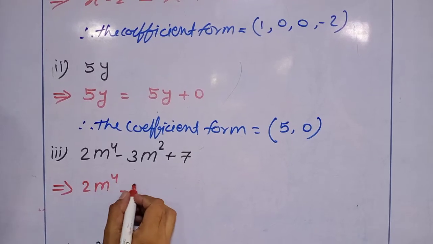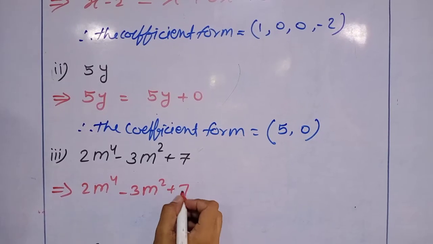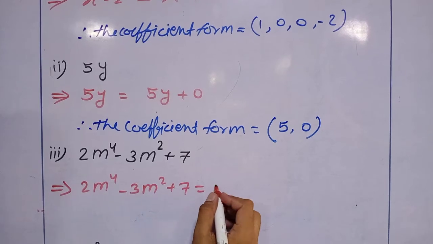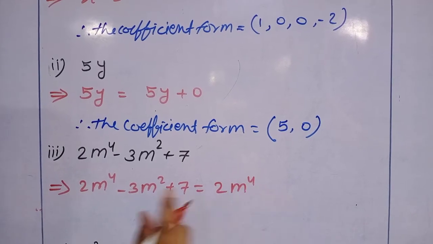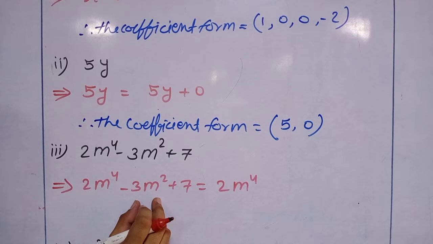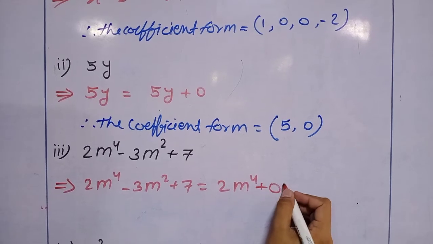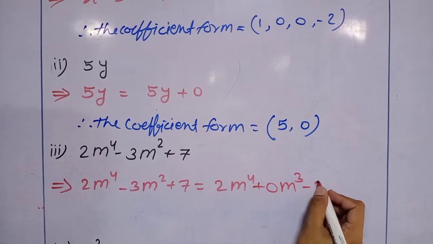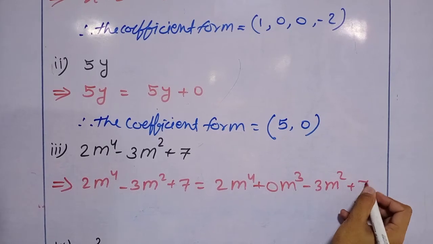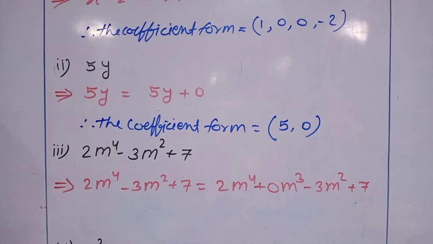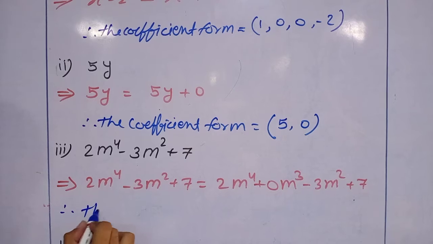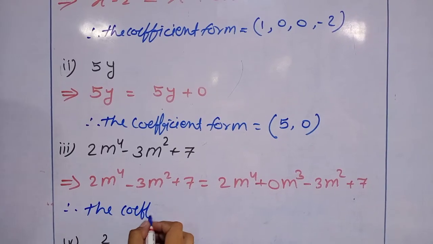2m raised to 4 minus 3m square plus 7. We can write the same one like 2m raised to 4. We don't have a variable with the power 3, so plus 0m cube minus 3m square plus 7. We can write it in this form.